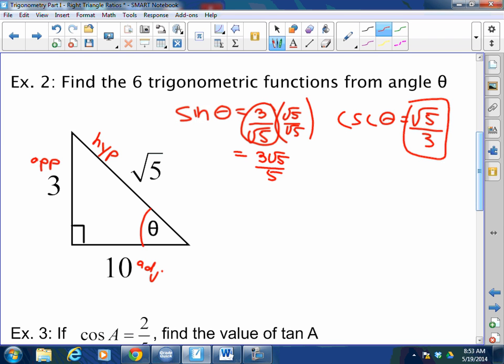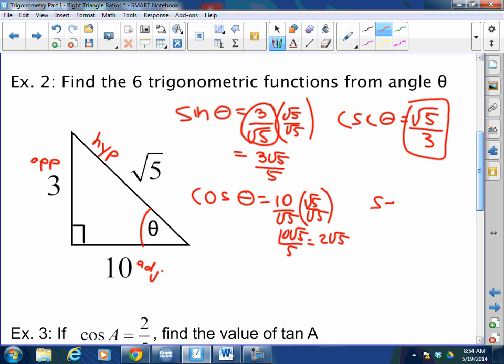Cosine. Cosine of this particular theta is adjacent over hypotenuse. So 10 over square root of 5, rationalize. So that's going to be 10 radical 5 over 5, which is 2 radical 5. But what is the secant? Well, the secant of theta is the reciprocal of the cosine. So it's hypotenuse over adjacent, which is square root of 5 over 10.